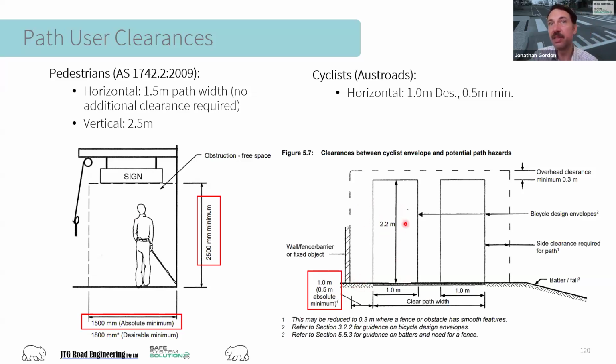And then over here, we've got a bunch of other numbers, and our 2.2s and our 0.3s do just equal 2.5 metres again, vertically. So that's what we're looking for.